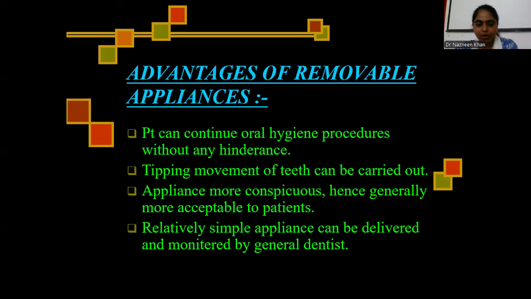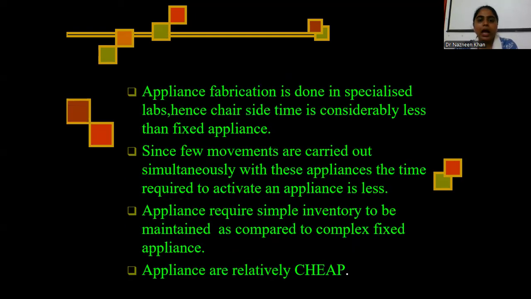Appliances are less conspicuous and generally more acceptable to patients. Relatively simple appliances can be delivered and modified by a general dentist. Appliance fabrication is done in a specialized lab, hence chair side time is considerably less than with fixed appliances. Since few movements are carried out simultaneously with these appliances, the time required to activate an appliance is less. The appliance requires a simple inventory to be maintained as compared to complex fixed appliances. Appliances are relatively cheap.